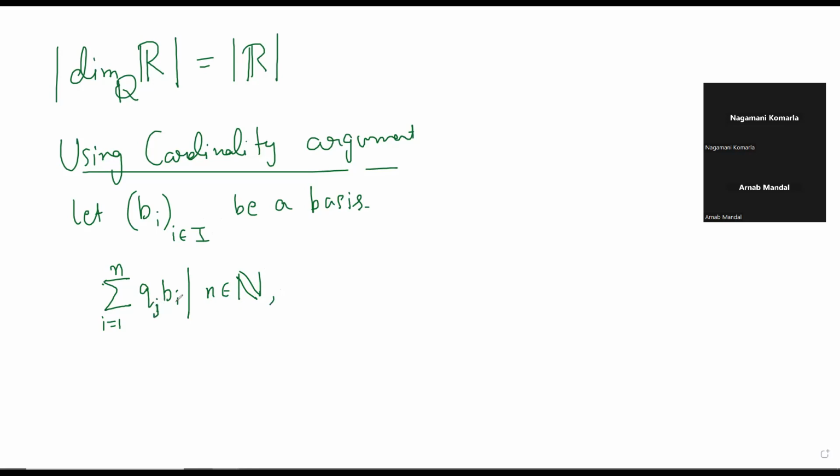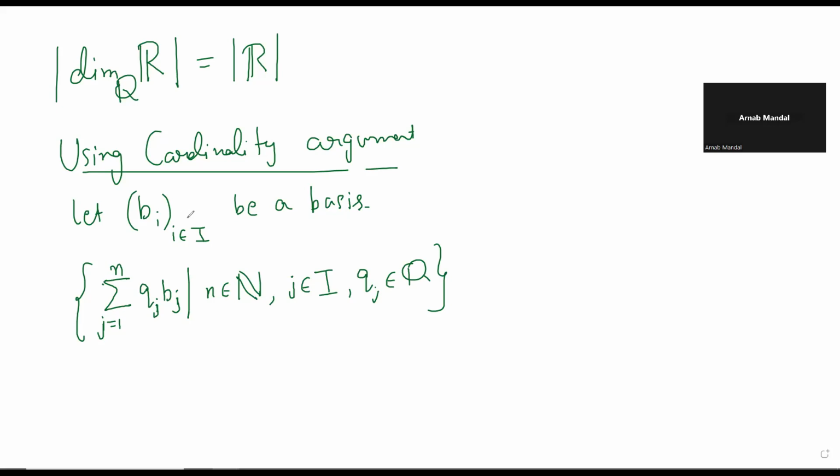Maybe I will write j. j is in I, q_j is in Q. This is the meaning of finite linear combinations, finite Q-linear combinations. n is also changing, everything is changing. q is also varying in Q, j is varying over that. And this is a claim. Let's quickly get over this claim.